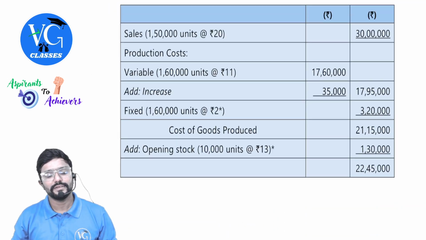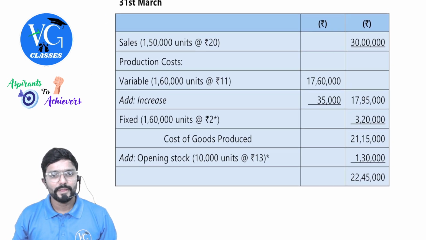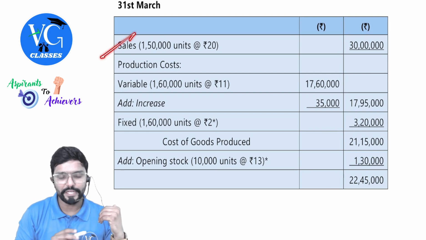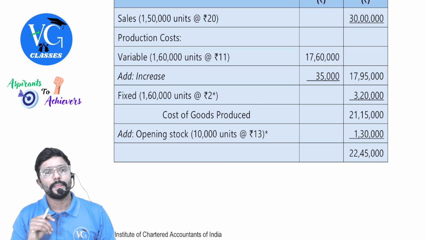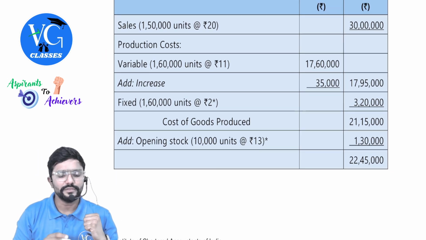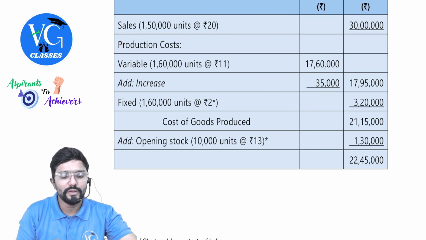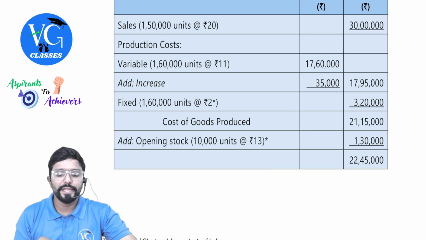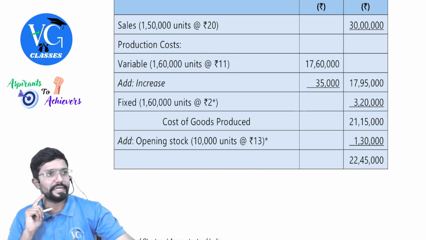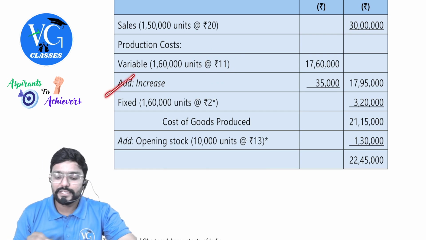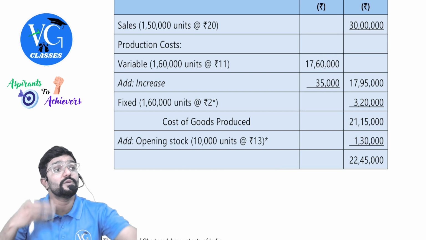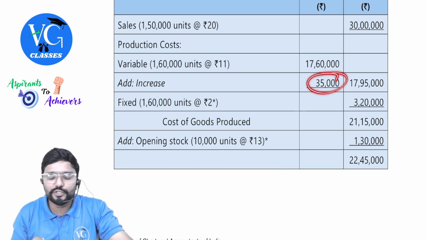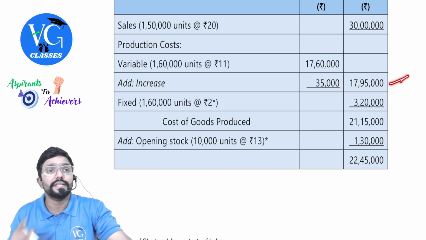Okay. Listen. Sales: 1,50,000 units at 20 rupees. Keep it on top, or else you can bring it at the end also. Production cost, guys. Variable: 1,60,000 units are produced. Please take produced units into 11 rupees per unit. And there is also an increase. They told 35,000 more than standard, means more than you expected. So 35,000 should be added? Yes. 1795.